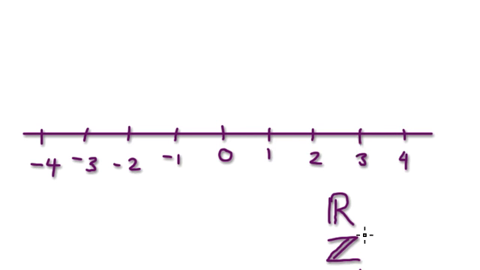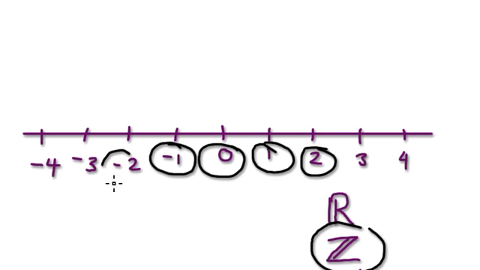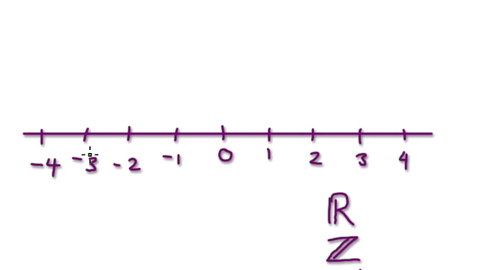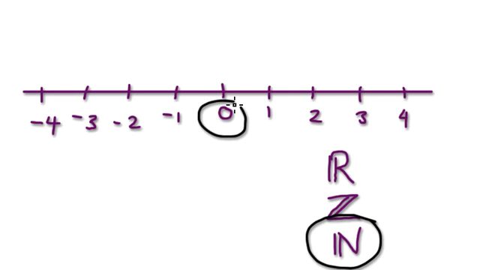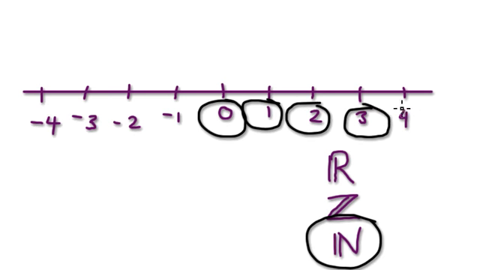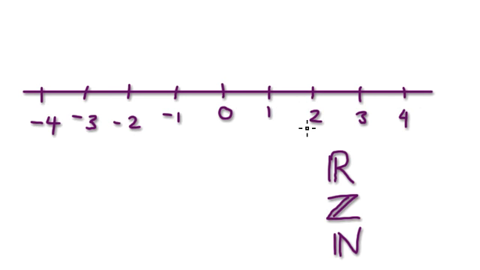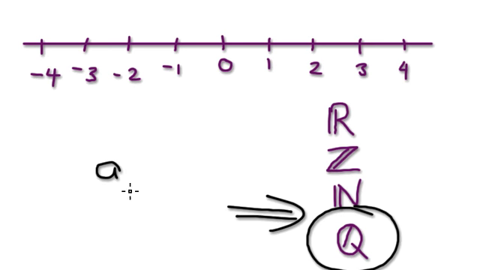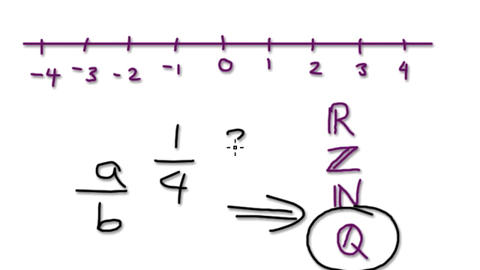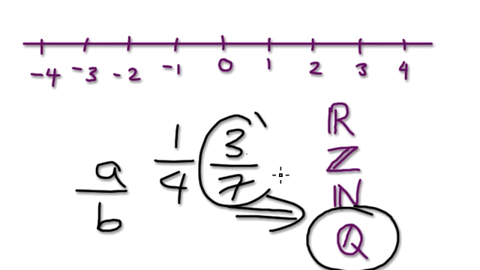So you've got other things like integers. Integers are whole numbers, all these here, including the negatives. And then you've got your natural numbers, which are just these on the positives, basically counting numbers. And then you've got your rational numbers here. Rational numbers are numbers that can be expressed as a fraction, for example 1 over 4 or 3 over 7. This belongs to this set here.